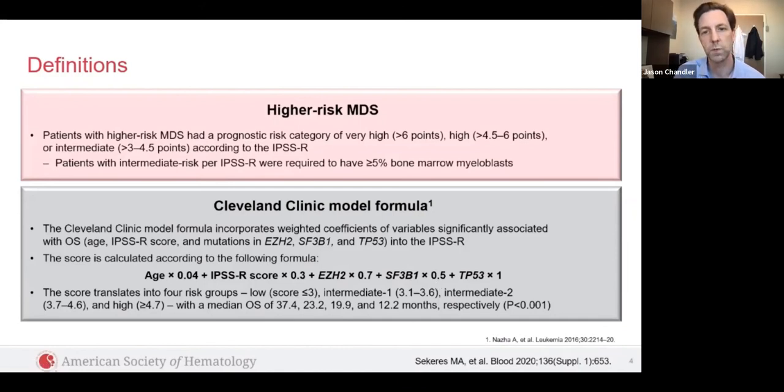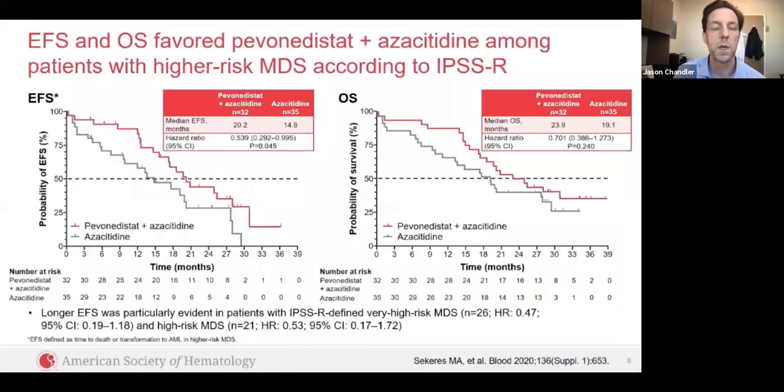So you could use the revised IPSS, or you could use one of these newer models that uses mutations to put people in categories. The red curve is the two drugs together, the new Pevonedistat plus AZA, and the right is overall survival, and the left is event-free survival. You can see they definitely do better with the combination drugs.